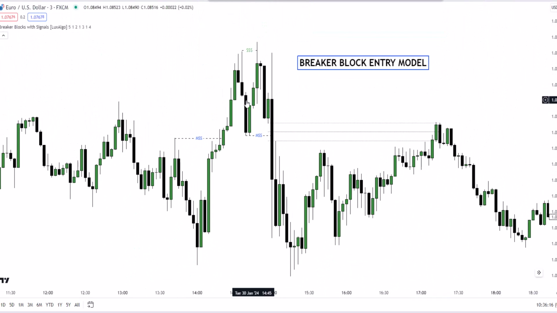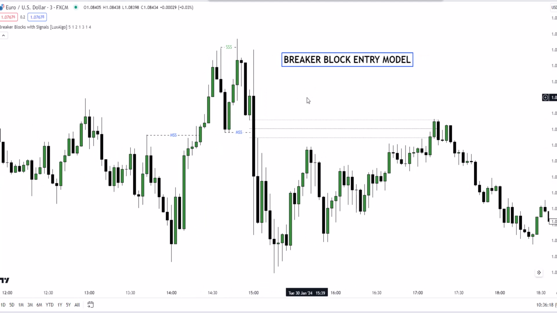This is an example of a breaker block, and I want to show you how to use it for an entry. We have a shift in market structure here. See price coming up to this area, retracing to create this low, and sweeping liquidity above. All you needed was for price to come back and hit this area before pushing up, but then price went crashing down into this area. That is a breaker block formation.